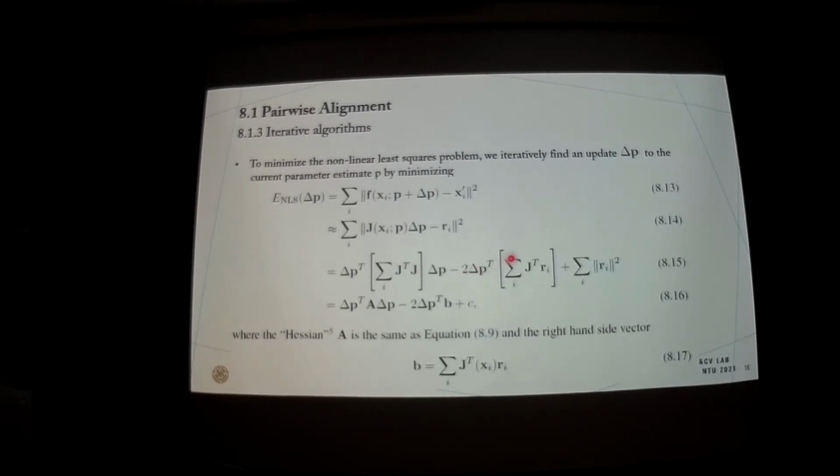Delta p transpose sum of a j transpose ri plus the sum of norm ri squared. Based on this equation from 8.15, we can simplify into equation 8.16 as follows. We get delta p transpose A delta p minus 2 delta p transpose b plus c, where A is the Hessian, the same as equation 8.9.